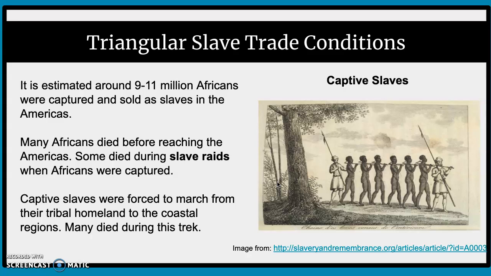Triangular slave trade conditions. It is estimated around 9 to 11 million Africans were captured and sold as slaves in the Americas. Many Africans died before reaching the Americas. Some died during slave raids when Africans were captured. Captive slaves were forced to march from their tribal homeland to the coastal regions. Many died during this trek.